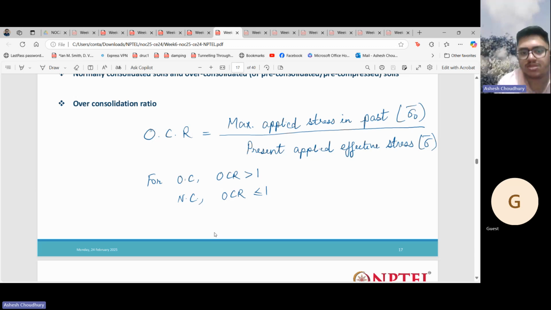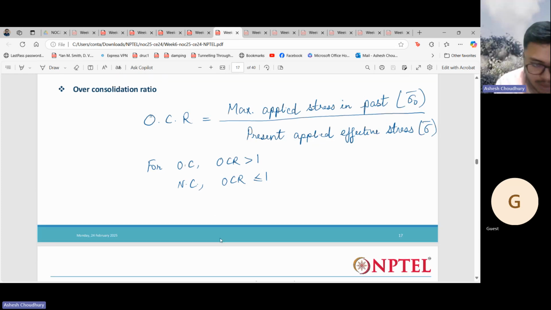Normally consolidated soil means the present applied stress is higher than the past applied stress, or actually equal to the past applied stress. So that is the normally consolidated.